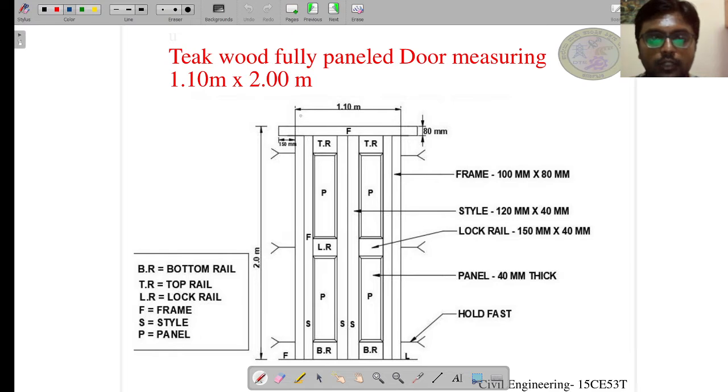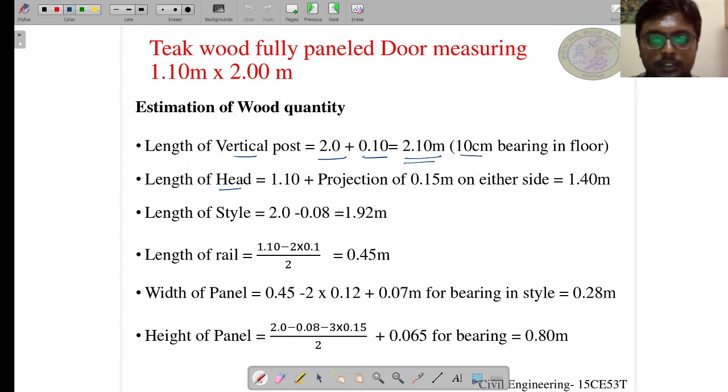Next, let us go to the length of the head. As you can see, there is a bearing of 150 mm, which is nothing but 0.15 meter. This bearing is given to secure the door frame to the masonry. And as such the length of the head becomes 1.40 meter. As you can see, 1.40 meter.